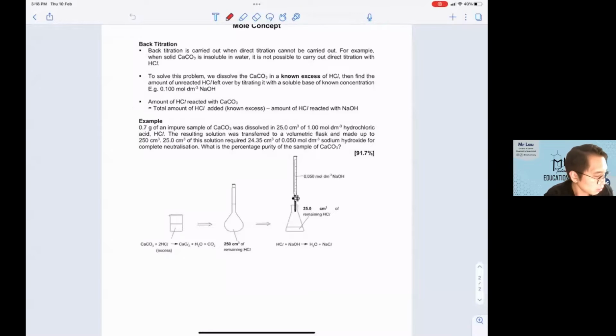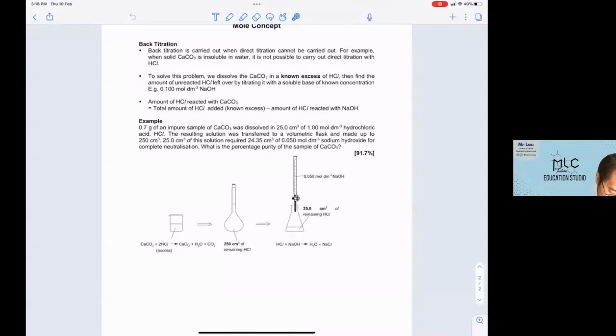Okay, let's look at how to solve for back titration equations today. Now, back titration is carried out when you cannot carry out normal direct titration. For example, when your solid cannot dissolve in water. So if it cannot dissolve in water, you cannot titrate it directly with your reagent. So in other words, you need to conduct a back titration. So how do we do that?